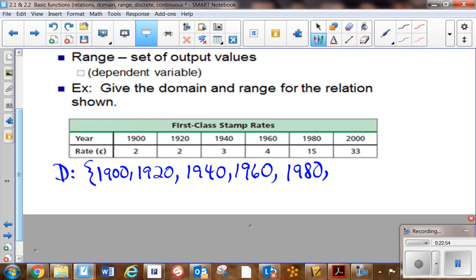That's weird, but no, it's not, because you're just pairing two things. You're pairing dates with the amount, the rate of a stamp.